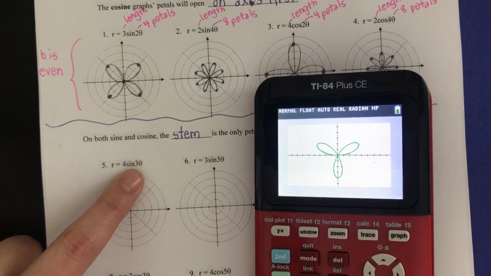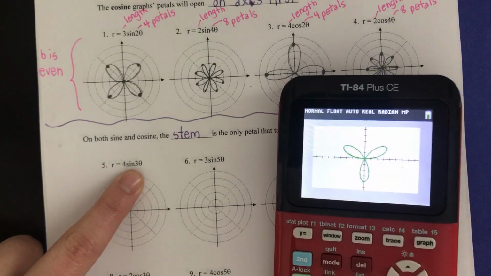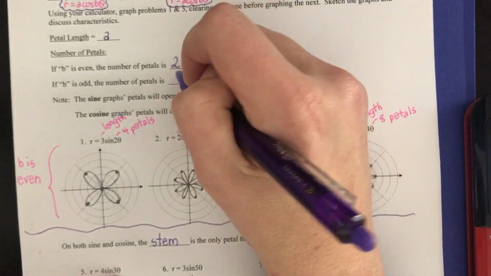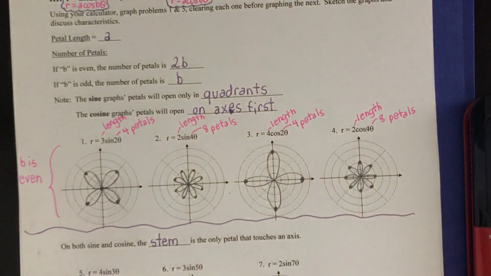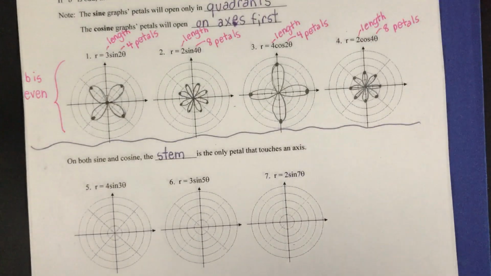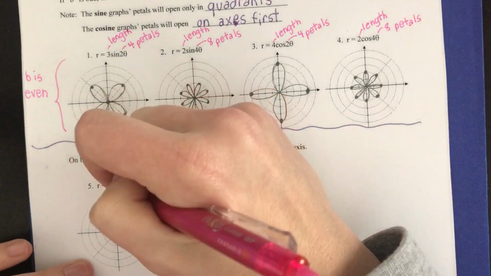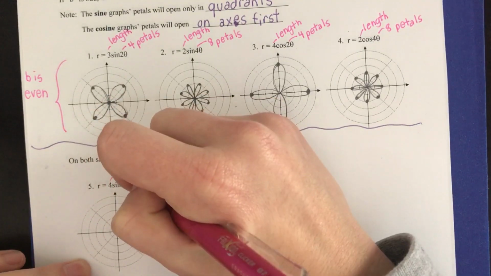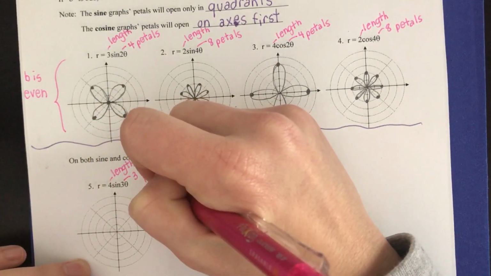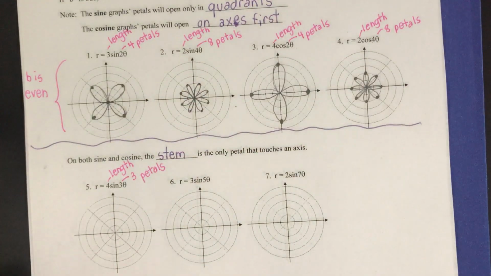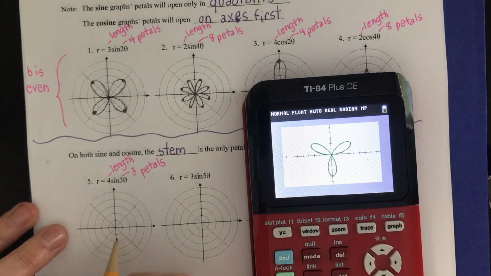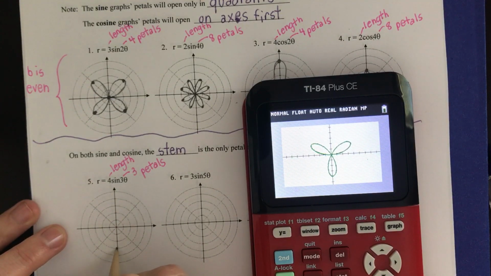Notice when our B value is odd, the number of petals is just B, not 2B. So here we're going to write the petal length is 4, and all we're going to have here is 3 petals. Okay, so I want you to look at that picture really well.